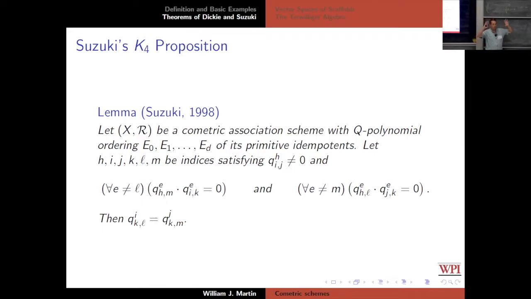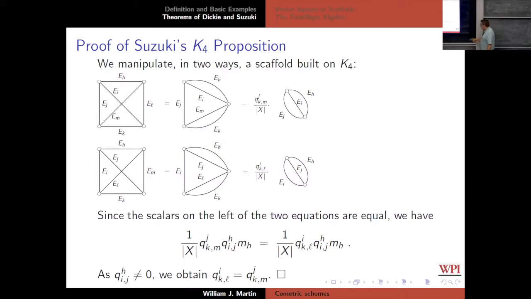Here's another thing that Suzuki did: collapse. You can collapse the complete graph K4 in 2 different ways and get interesting information. So you can say, if for all E not equal to L, so this is an isthmus assumption, HME is 0 or IKE is 0, and for all E not equal to M, HLE is 0 or JKE is 0. One or the other or both. Then these 2 prime parameters, KLI and KMJ, must be equal. You take this K4 diagram, you choose the edges properly. Now, this is just a scalar. There's no tensor here. This is just a scalar, but it's a 6-fold sum.